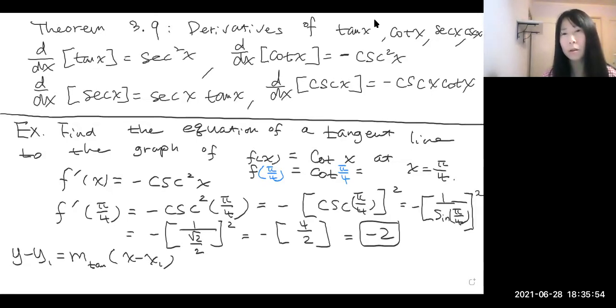I have a question. In this case, would negative 2 be the amplitude? Okay, don't say that.